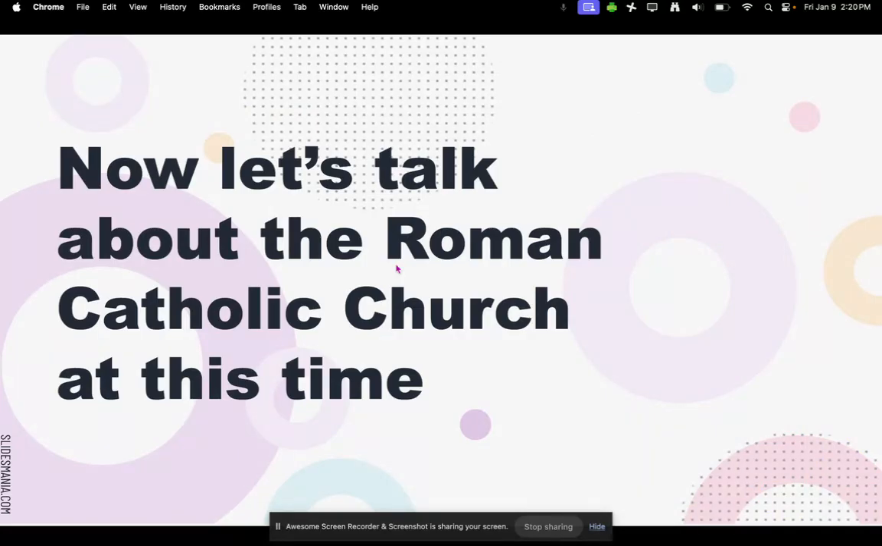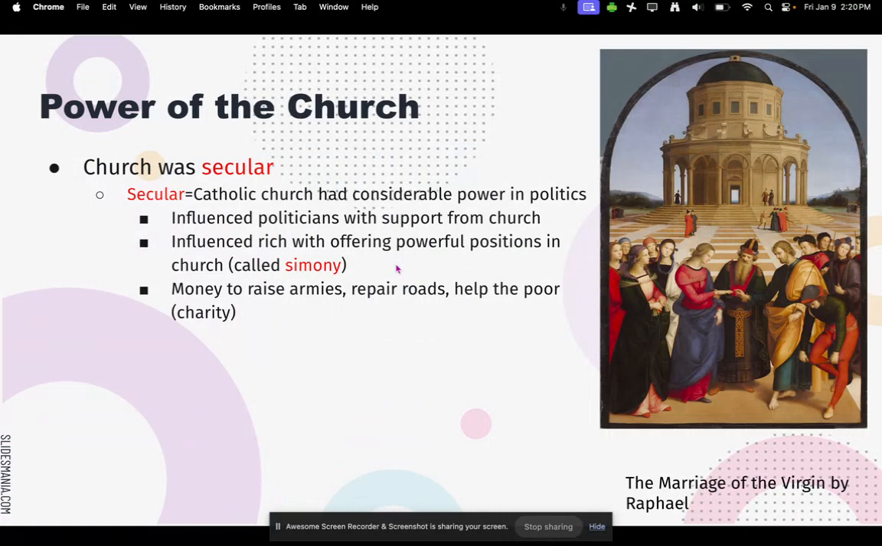Now, let's talk about the Roman Catholic Church at this time, because we focused a lot about that during the Middle Ages, so we got to talk about it now too during the Renaissance. So the church was secular, meaning the Catholic Church had considerable power in politics as well as religion. They influenced politicians with support from the church. They influenced rich with offering powerful positions in the church. We talked about this, it's called simony, and also money to raise armies, repair roads, and help the poor.